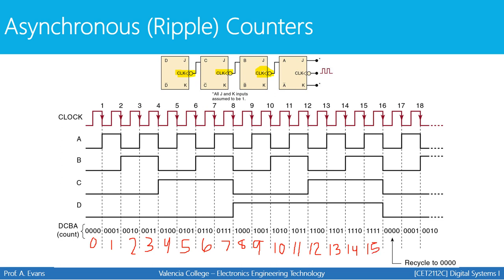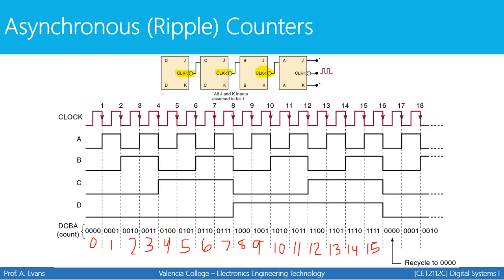Notice what happens after we get to 1111. Everything recycles back to 0. So with this counter, you start at 0, you go up to 15, and you start over again. Because if you think about it, the number 16 requires 5 bits. 5 bits means you need 5 flip-flops, and we only have 4. So you're limited by how many flip-flops you have. The more flip-flops you have, the higher number you can count up to.